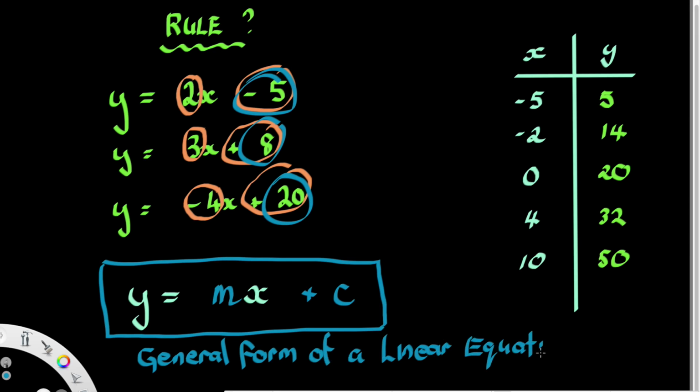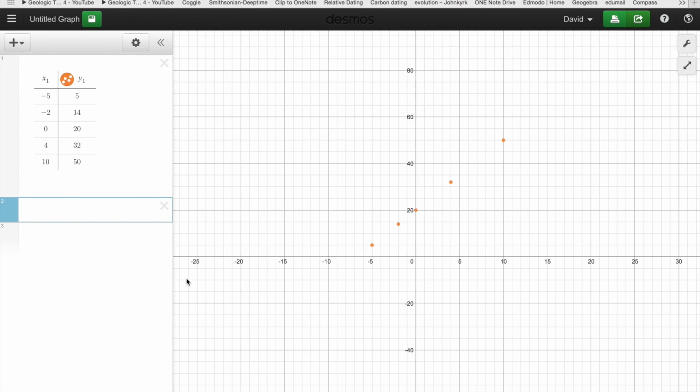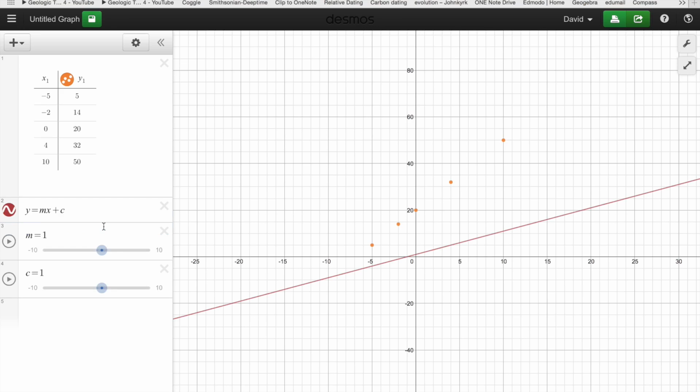Okay, so let's now go back to Desmos and use that idea. So I'm now going to type in our general form. y equals mx plus c. Now it's asking me, do I want to add sliders? And you bet I do. There they are. At the moment, this is set to m equals 1. So the value of m is 1 in this case, and the value of c is 1.